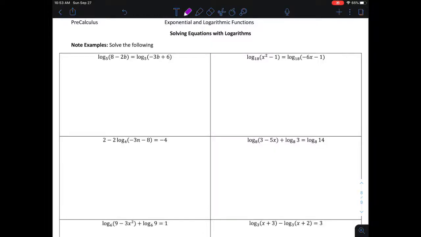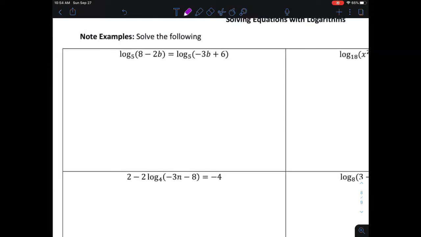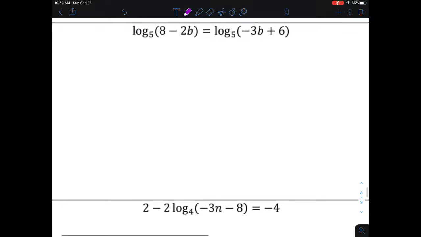All right, in this video, we're going to use our properties and our understanding of logarithms and exponential functions to solve some problems that involve logarithms. And we'll start here with the one where we have log base 5 of 8 minus 2b is equal to log base 5 of negative 3b plus 6.